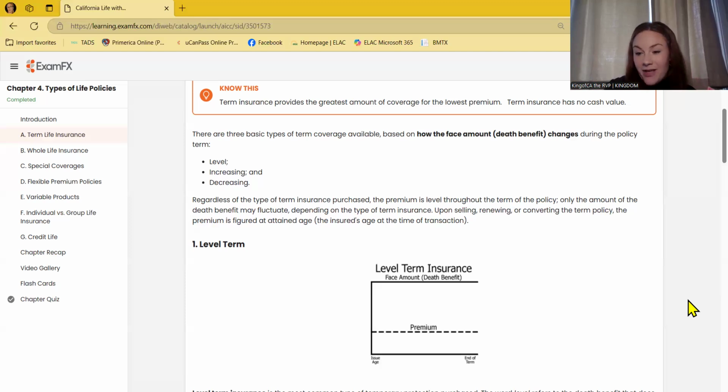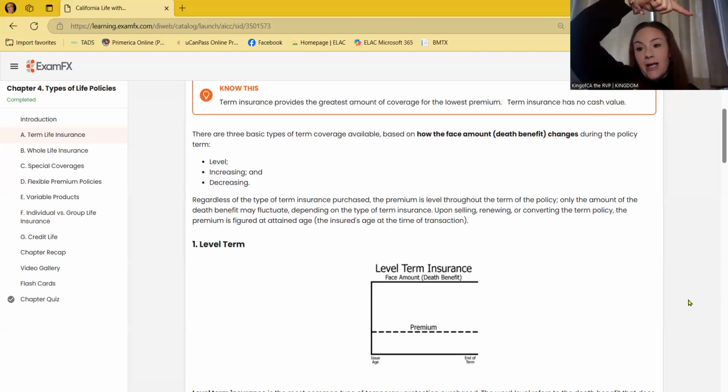So the death benefit is going to increase slowly over the years. It's going to go 300,000, 310, 320, 350, 380, right? It's going to keep going up. Decreasing term, 300, 280, 270, 260, 200, right? Like it's going to go down. The death benefit is what is going down, not the premium, okay?